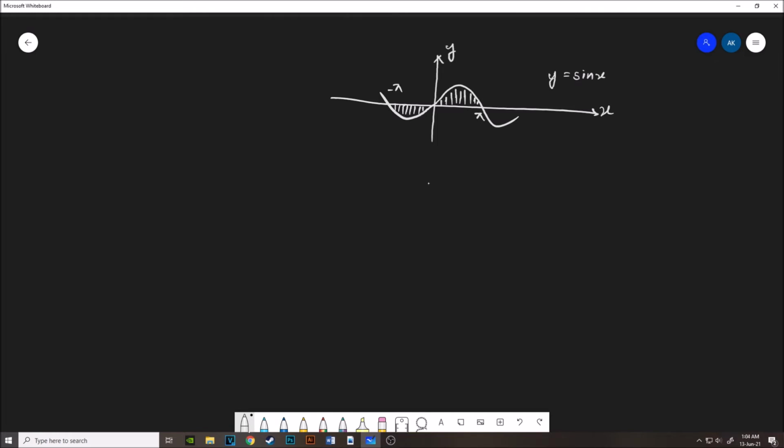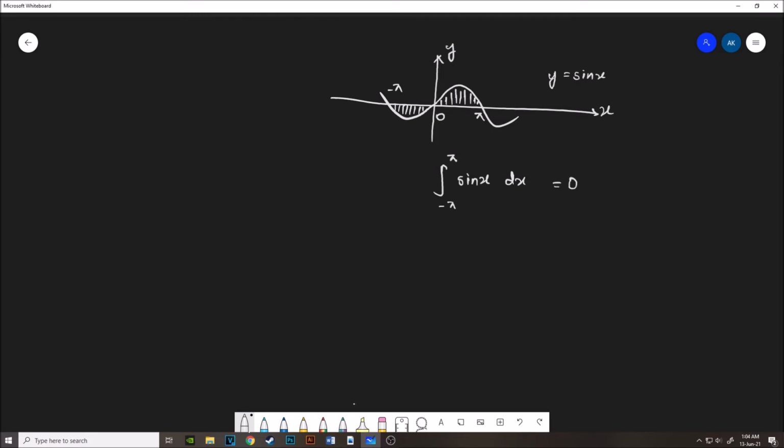One common mistake is that many of us integrate this function with respect to x and put the limits as minus pi and pi. After doing this integration, you will notice that your answer turns out to be 0. That is because we have equal amount of area both below the x-axis and above the x-axis. So what happens is, when you do this calculation, the upper and the lower areas cancel out.